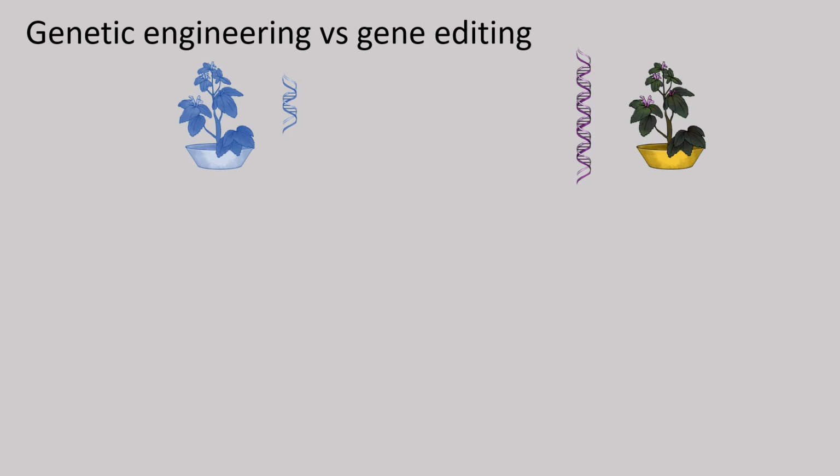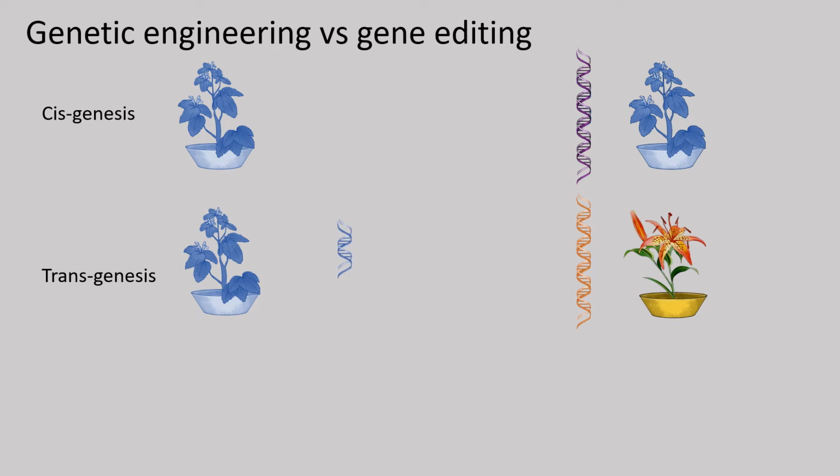Previously, we showed how plants can be genetically engineered by inserting foreign DNA in their genome. The inserted DNA was either from the same species, in which the process is called cisgenesis, or from another species, for transgenesis.